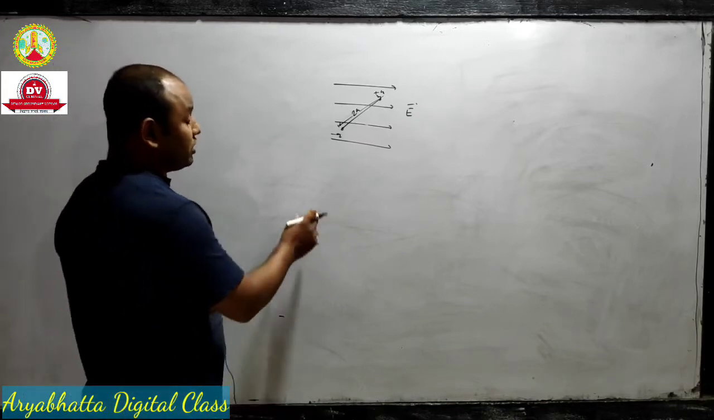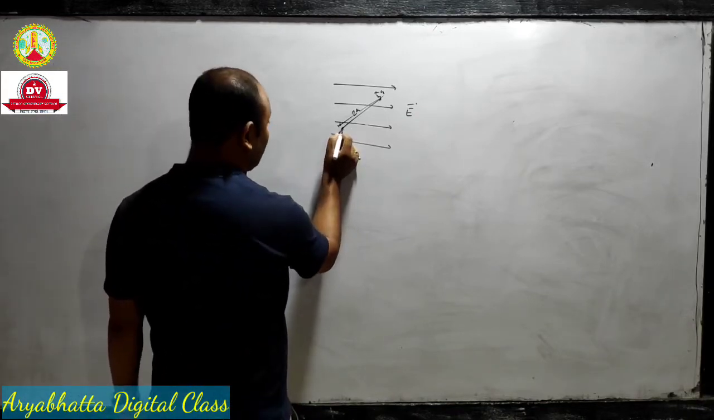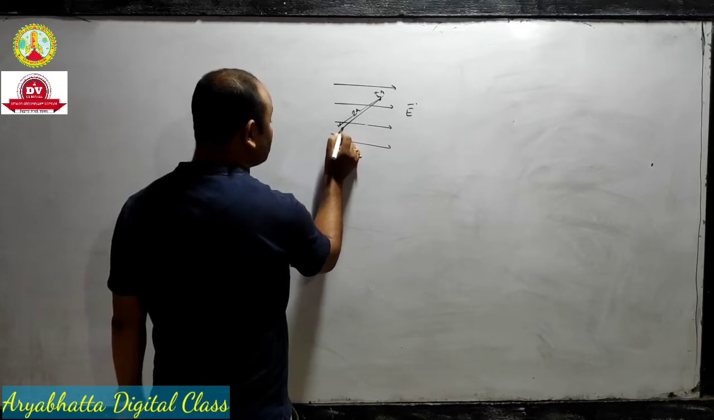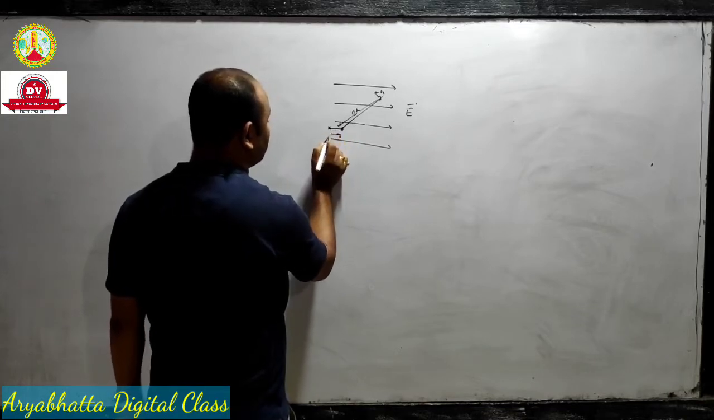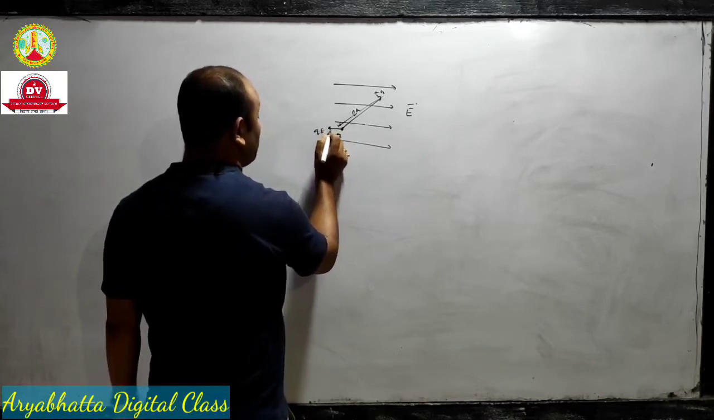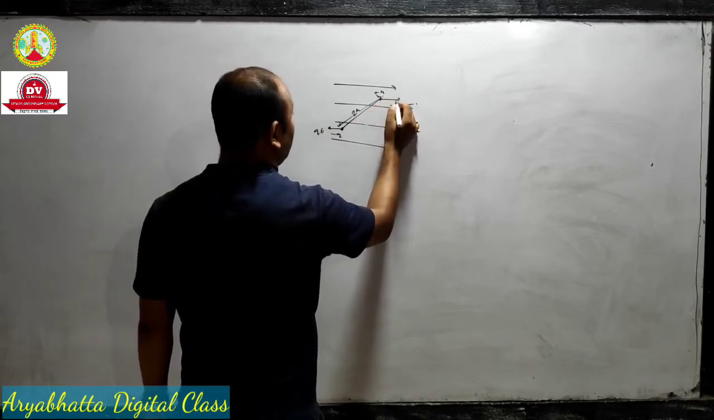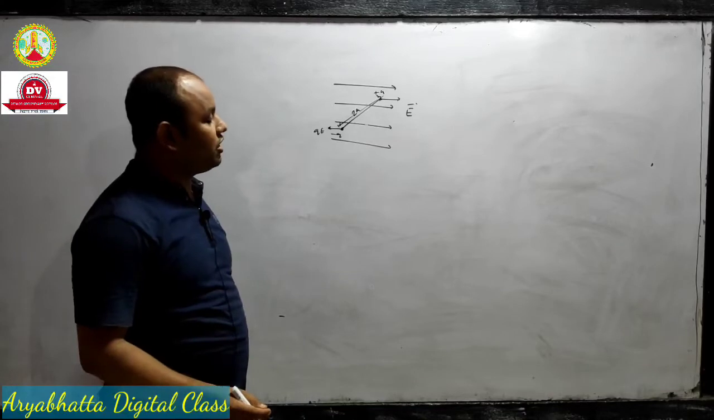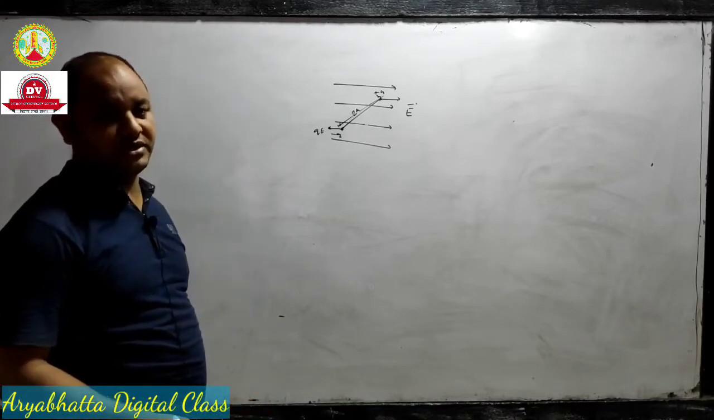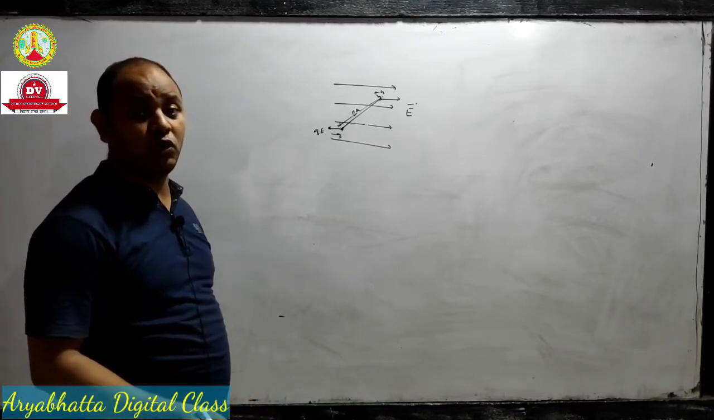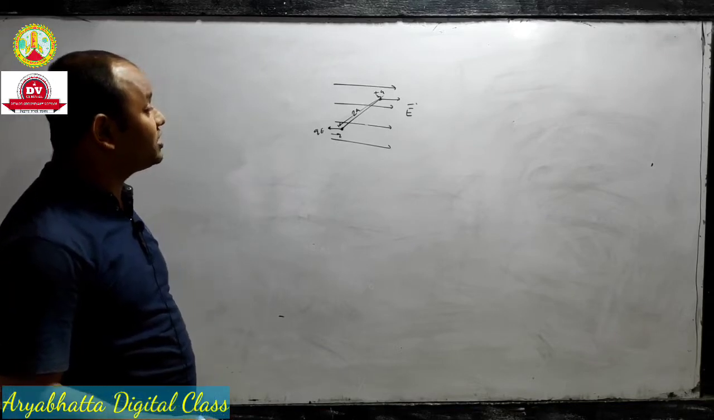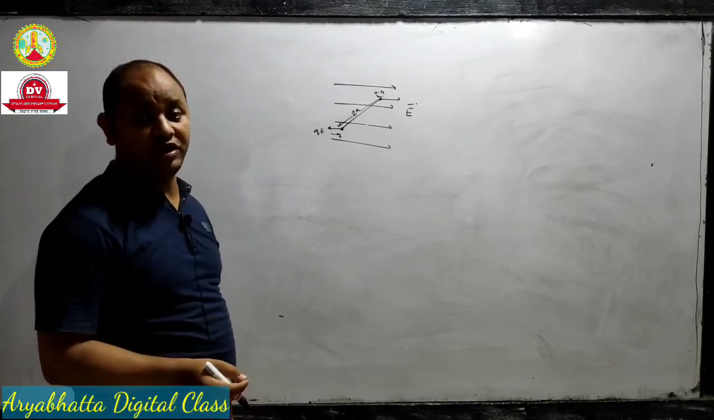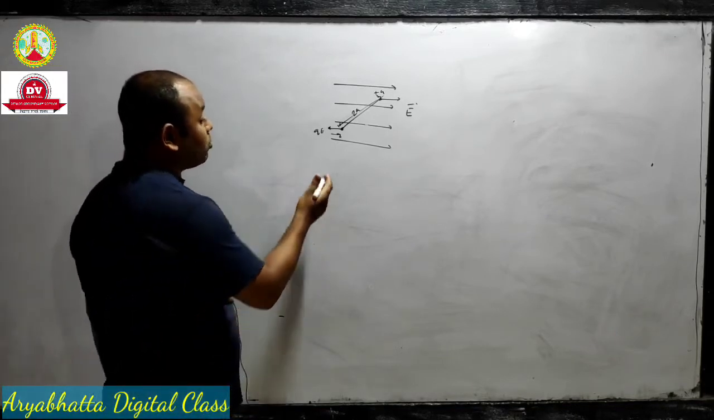So what is the torque acting on the dipole? The two forces will be acting on the two charges. On the negative charge, the force is along this direction, and on the positive charge, the force is along this direction. Due to these two forces, the electric dipole will rotate, which means a torque will be exerted upon that electric dipole. And the value of the torque is how much?